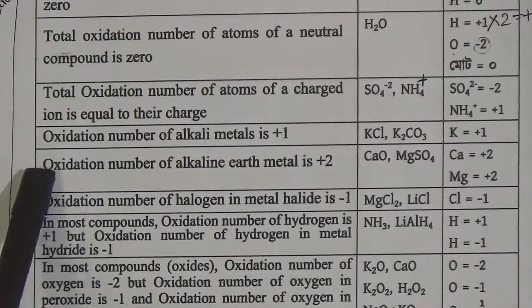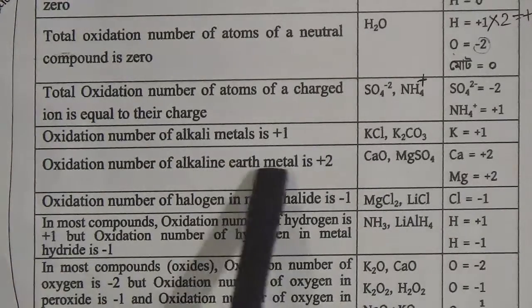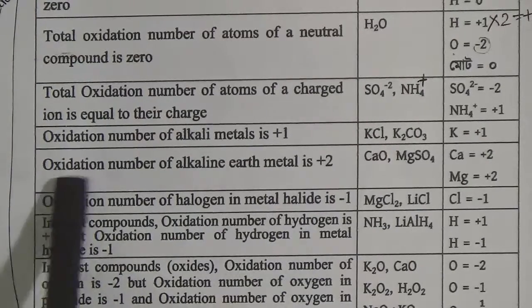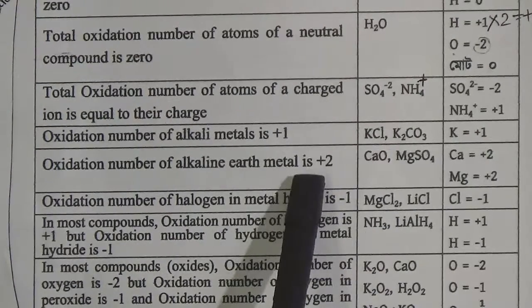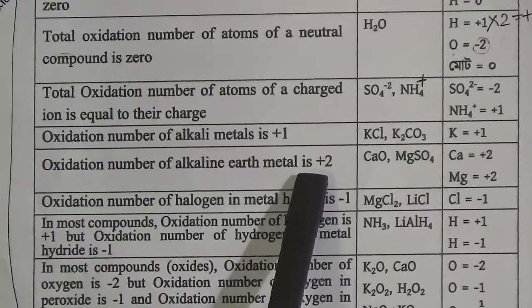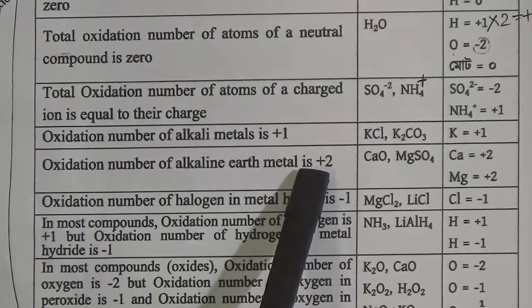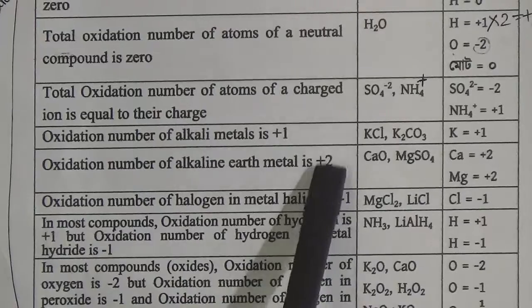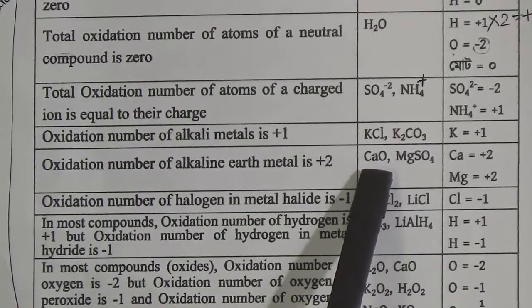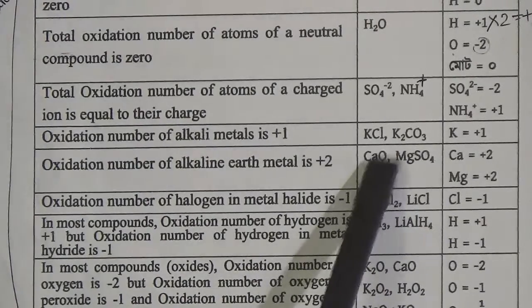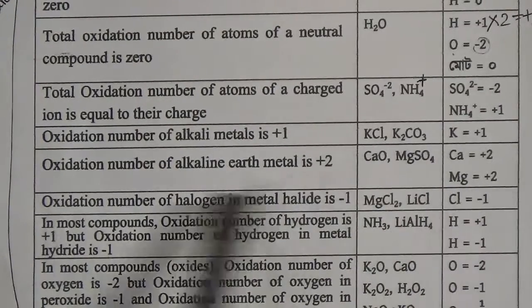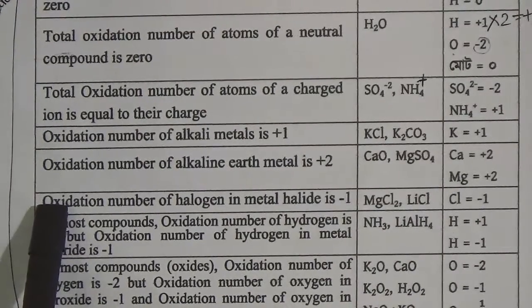Now come to the next one, the oxidation number of alkaline earth metals. That means the metals in group 2 have 2 electrons in their outermost orbit, and that's why they can donate 2 electrons, and that's why their oxidation number is +2. Like calcium and magnesium, their oxidation number is +2 because they are alkaline earth metals.